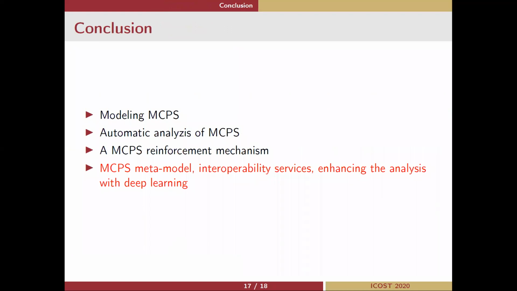As a conclusion, we modeled MCPS, medical cyber-physical systems, with a standard language, and we reinforce their authorization, and we automate the analysis of what we have modeled. As future work, we try to propose a meta model for medical cyber-physical systems, including the interoperability services and enhancing the analysis with deep learning.